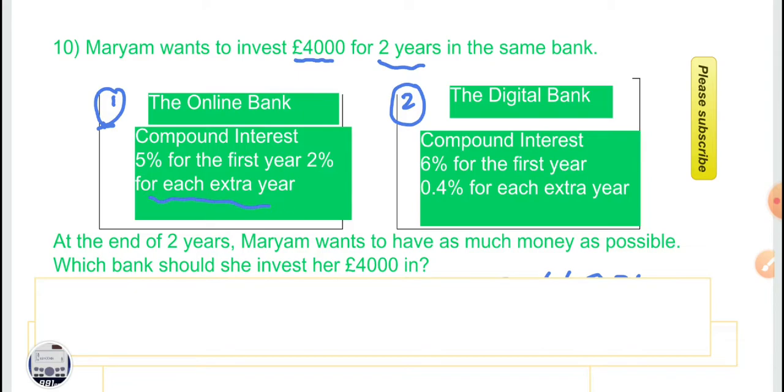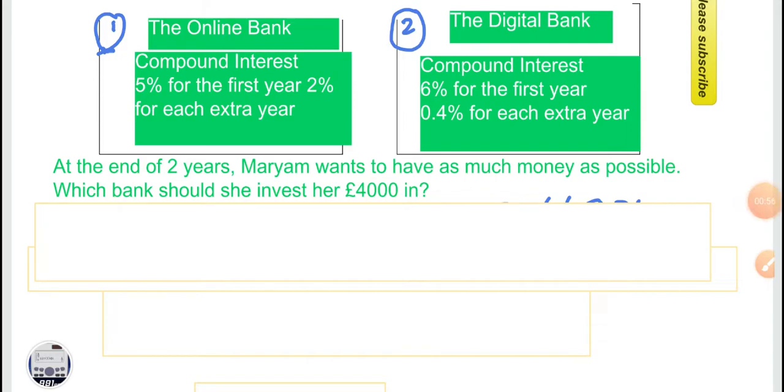So for our question, the second year she'll get 2%. And the digital bank, they'll give her 6% for the first year, and every other year they'll give 0.4%. Now, as you can see, the first bank gives 5%, which is less than 6% in the first year. At the end of the 2 years, Mariam wants to have as much money as possible. Which bank should she invest her £4,000 in?